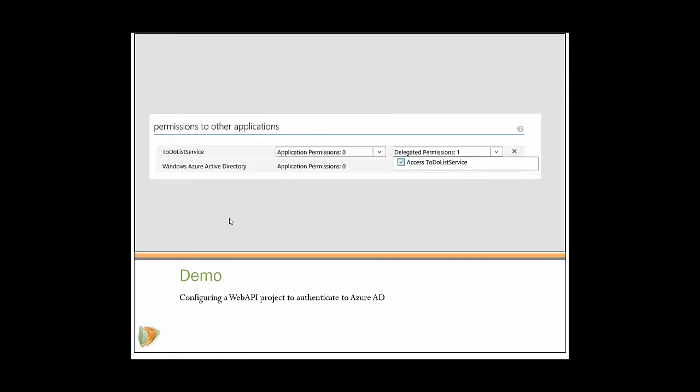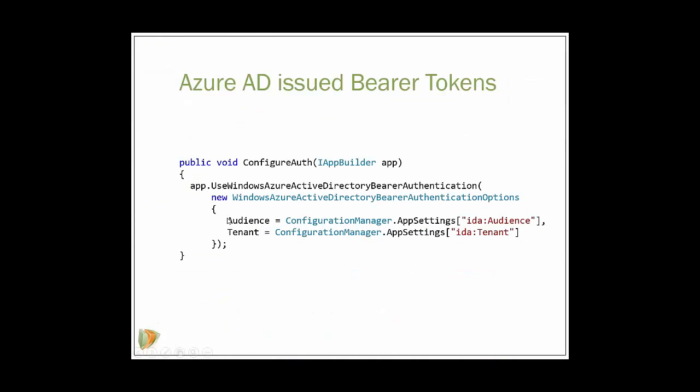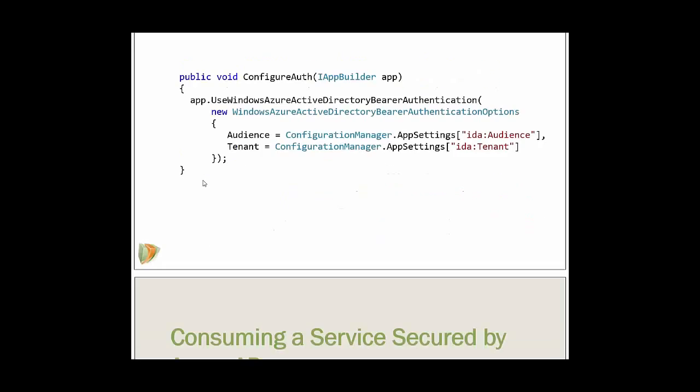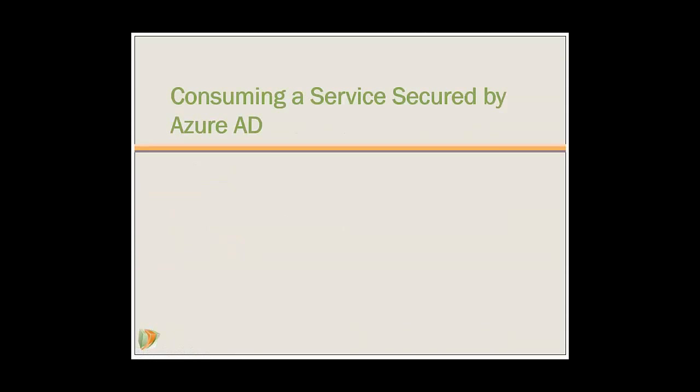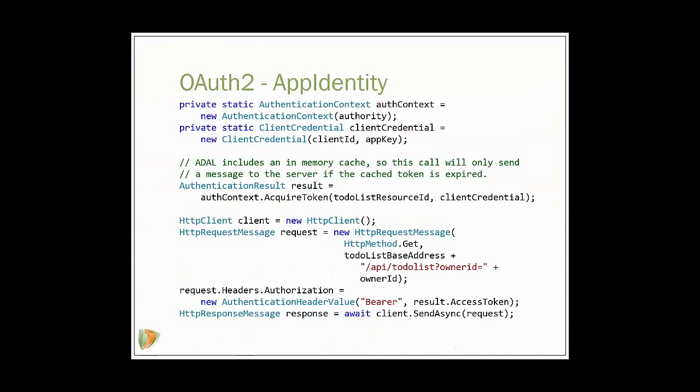So, just to recap here, Azure Active Directory uses bearer tokens, and this is how I configure my service to say I want to use bearer token authentication. Last thing I want to talk about, consuming the service, right? We went through this a little bit in the code. This is using OAuth 2 under the covers. This is what's happening here.